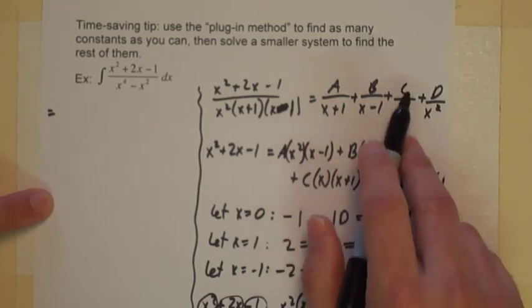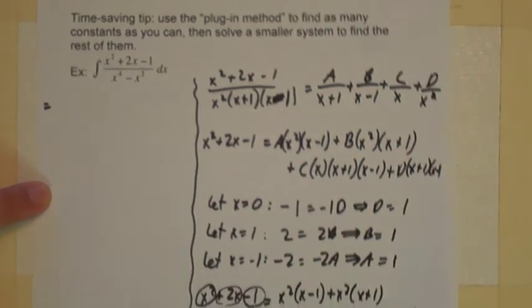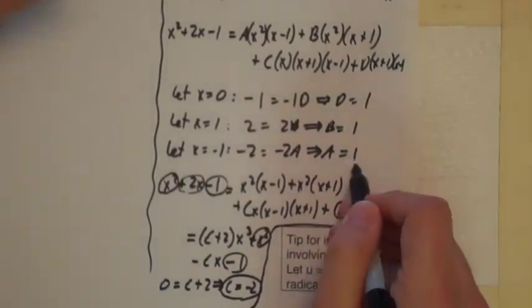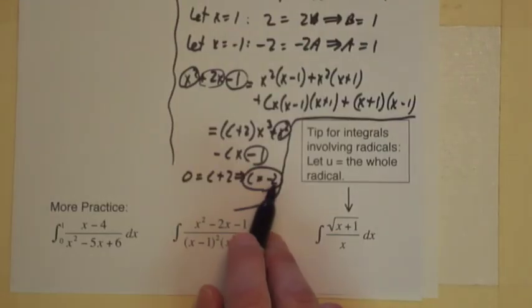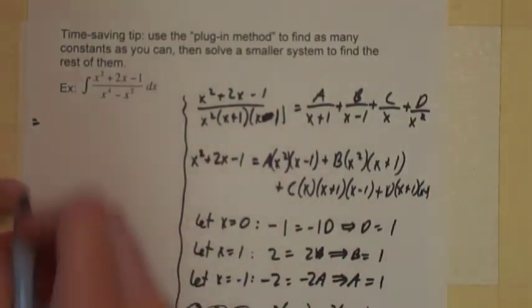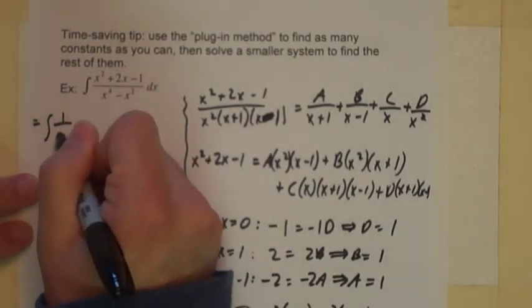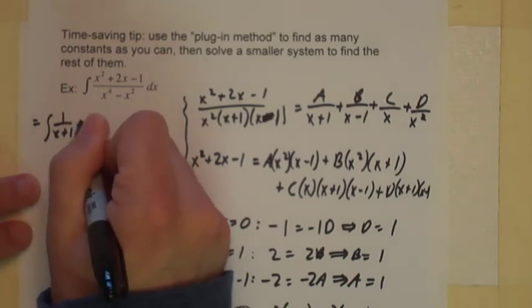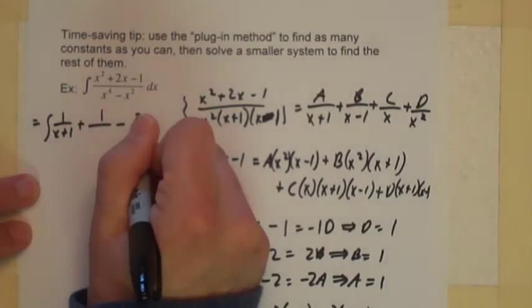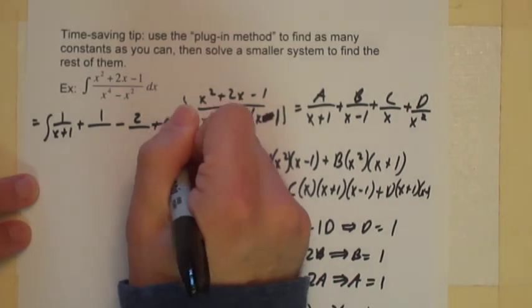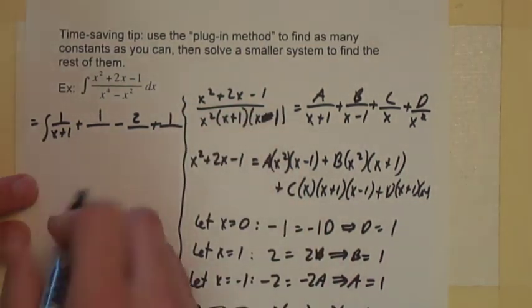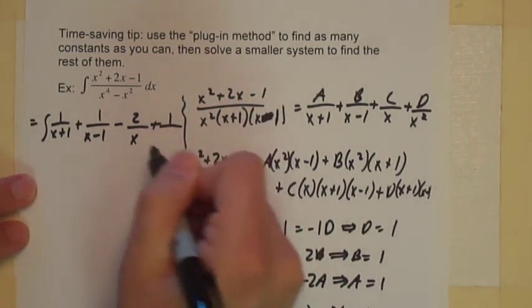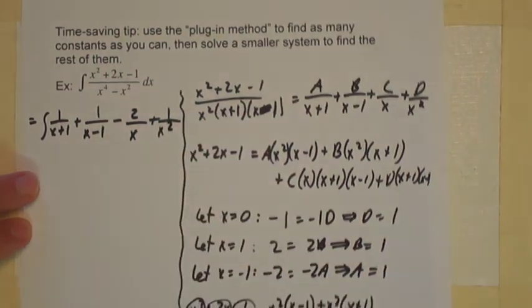So, going back to here, we now know that this decomposes as a over x plus 1, b over x minus 1, c over x, and d over x squared. And they were all 1 except for c, which was negative 2. So let's do that. 1, 1, the c was negative 2, and the d was 1. And the denominators were like this.